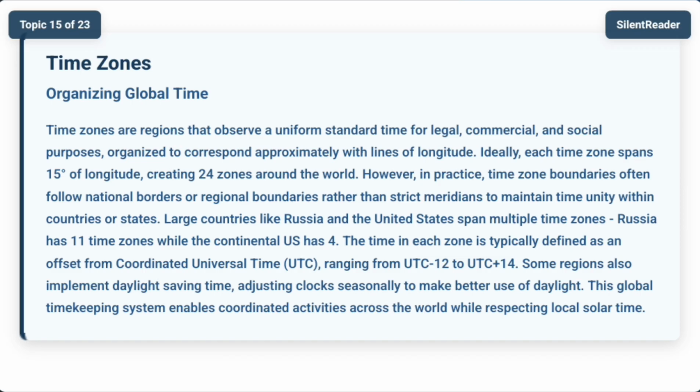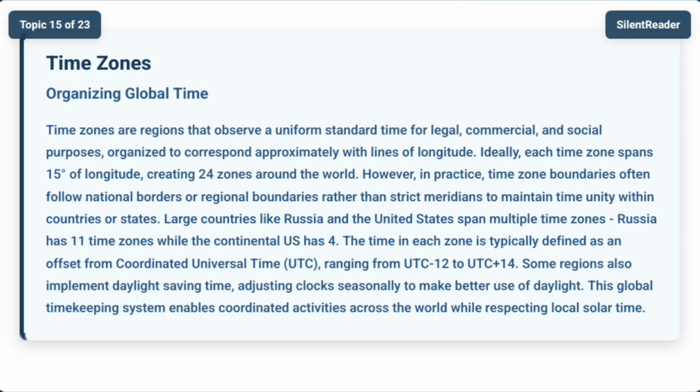Time zones. Time zones are regions that observe a uniform standard time for legal, commercial, and social purposes, organized to correspond approximately with lines of longitude. Ideally, each time zone spans 15 degrees of longitude, creating 24 zones around the world. However, in practice, time zone boundaries often follow national borders or regional boundaries rather than strict meridians to maintain time unity within countries or states.